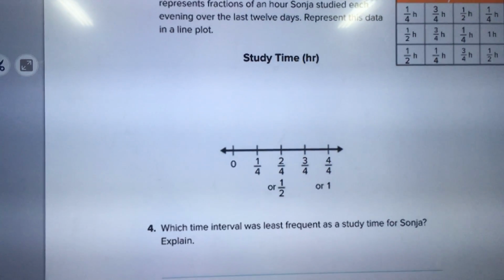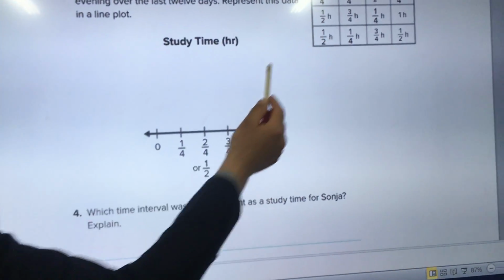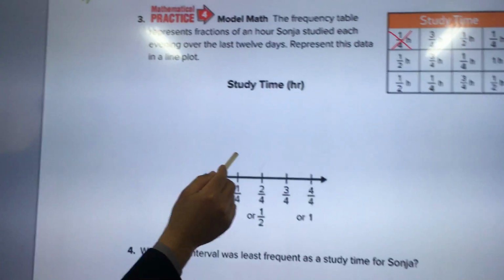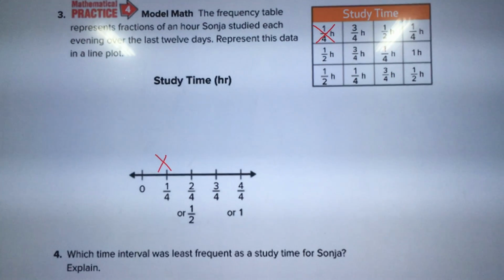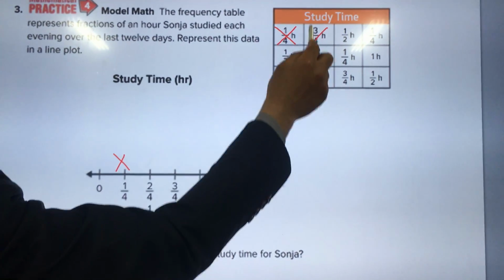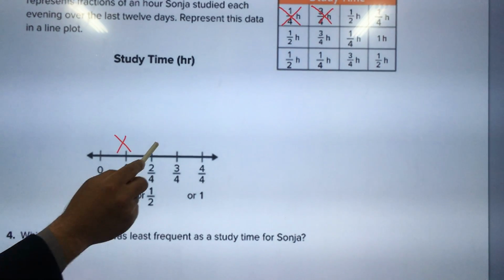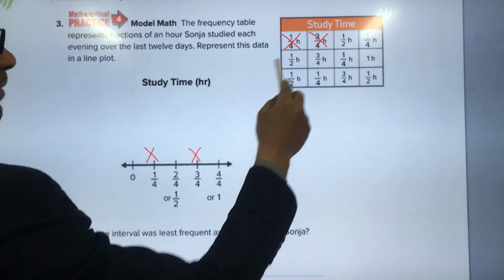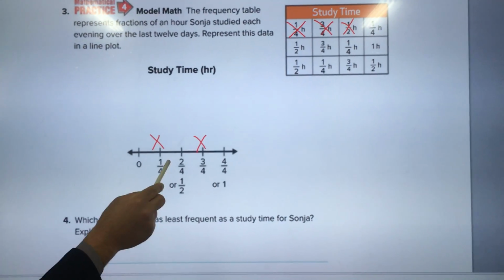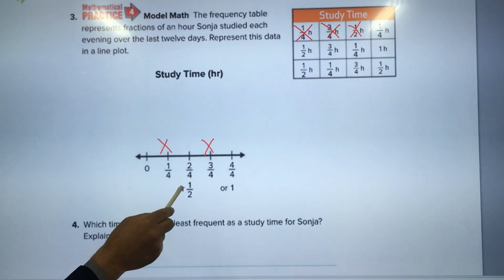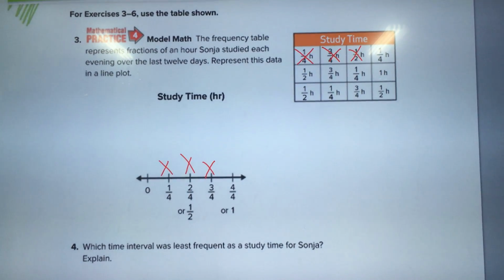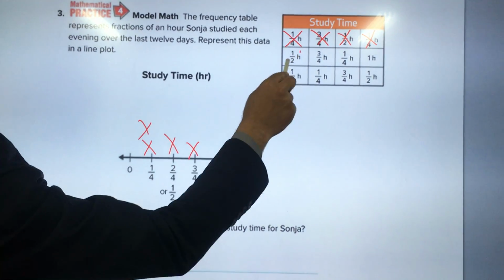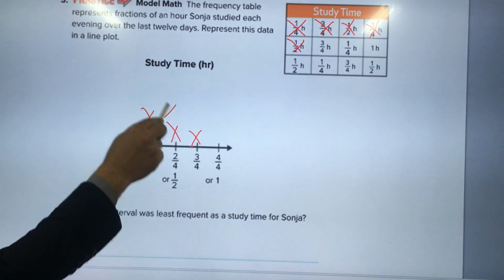Here I have this data, 1/4. Cancel it from this table and put x in. That's easy. And then 3/4. Cancel it from the table and put it in the line plot. 3/4. Okay. 2/4 means 1/2. Okay, x. 1/4, cancel it and put an x here. 1/2 again. Okay, this is 1/2.